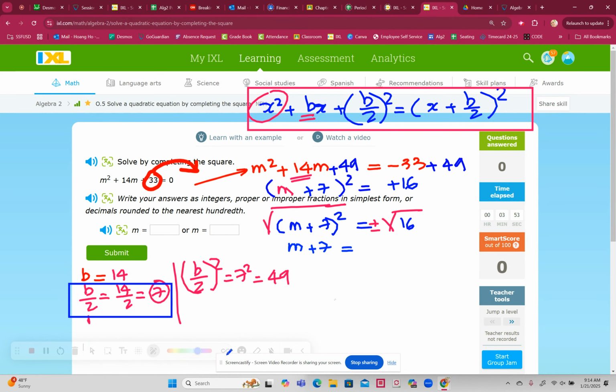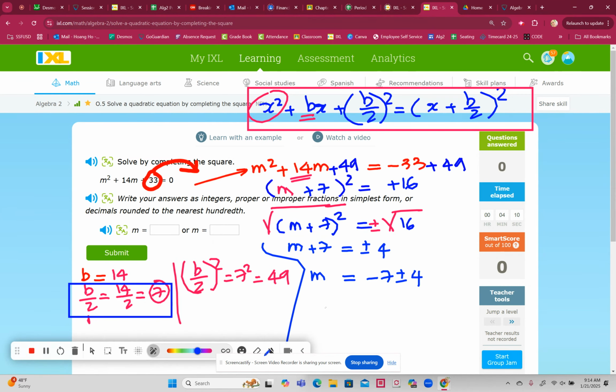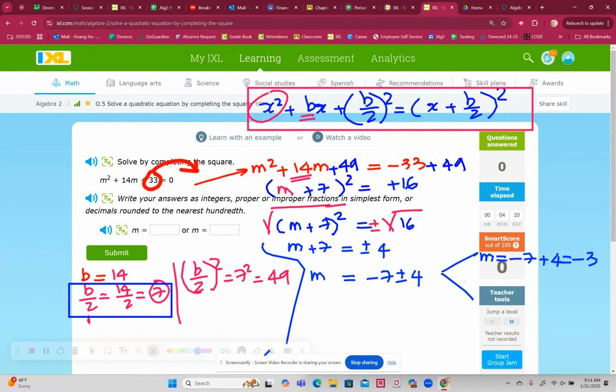Square root 16 is 4, so plus minus 4. But you're almost done. m equals, you don't want the 7. It moves to the right side and becomes negative 7, plus minus 4. So it means you got two answers. One with the plus, one with the minus. Negative 7 plus 4 is negative 3. And then negative 7 subtract 4 is negative 11. So two answers.